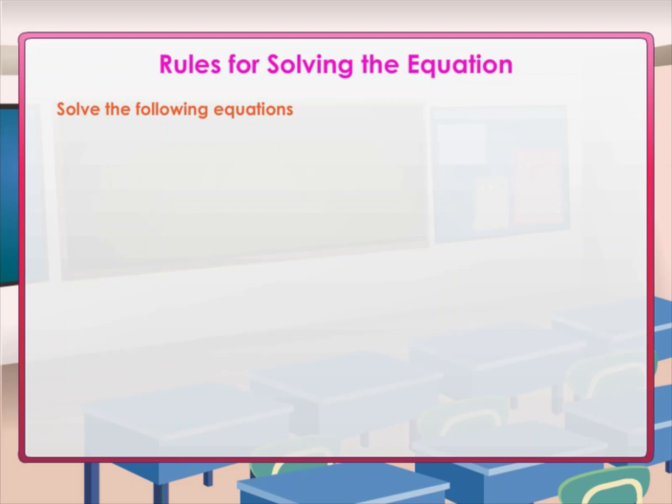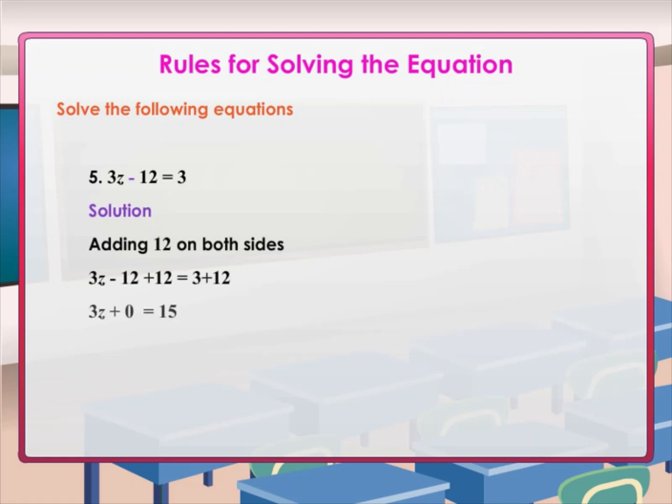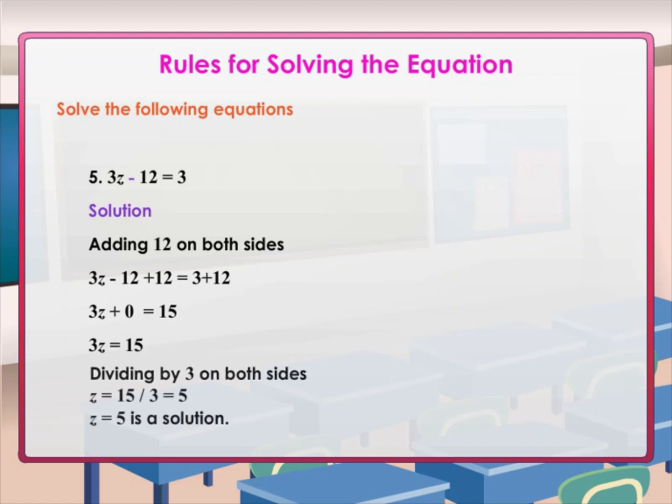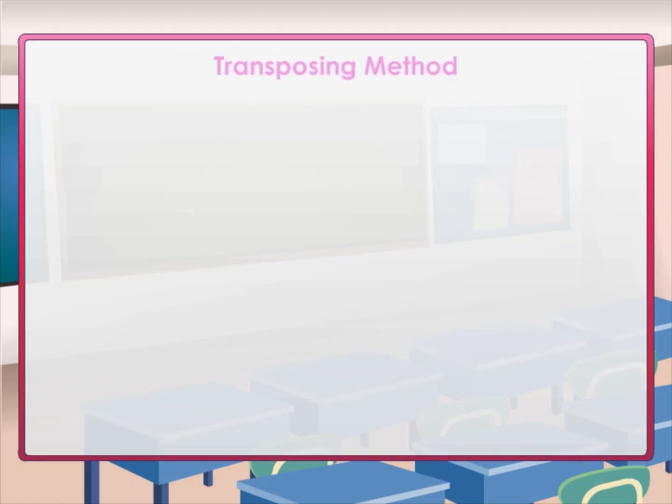Next, we solve the equation 3z minus 12 is equal to 3. For separating the variable z, add 12 on both sides. On simplifying, we get 3z is equal to 15. Now dividing by 3 on both sides, we get z is equal to 15 divided by 3, which is equal to 5, is the solution.